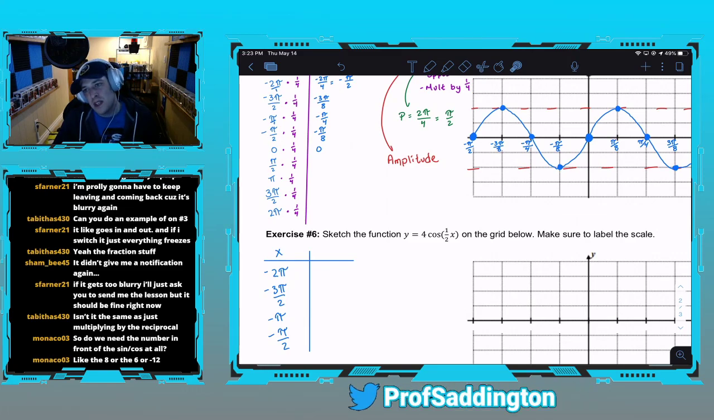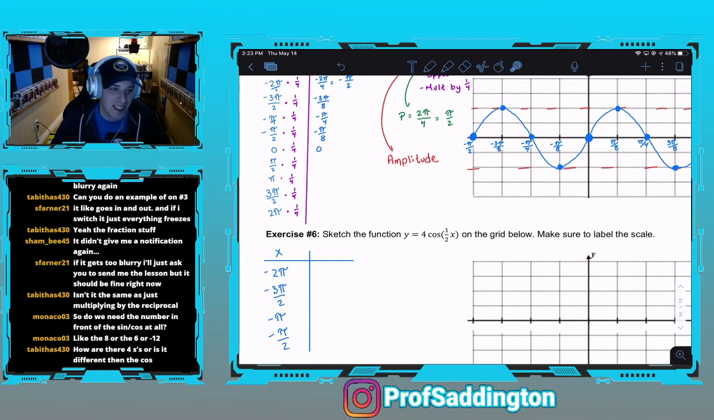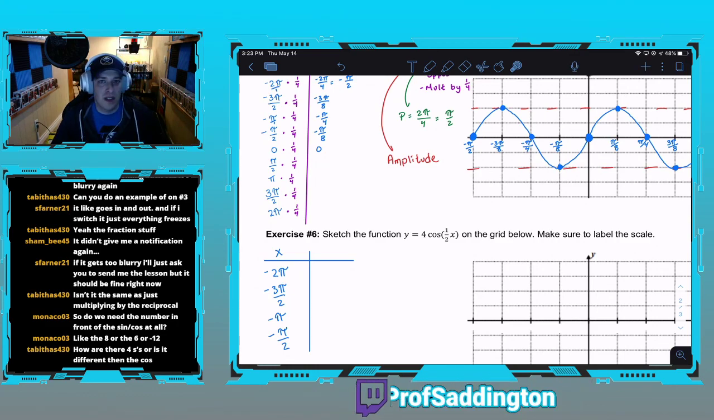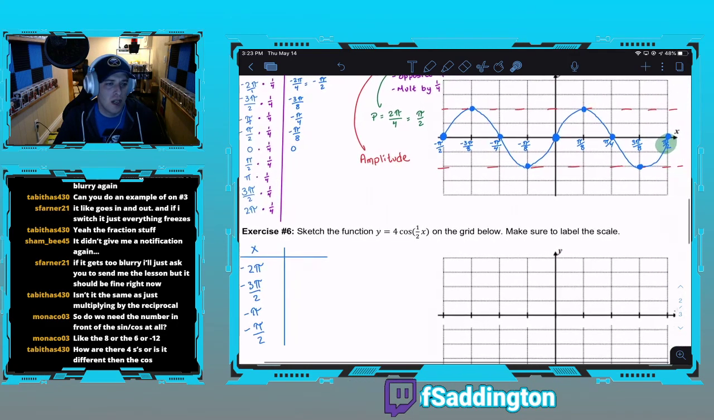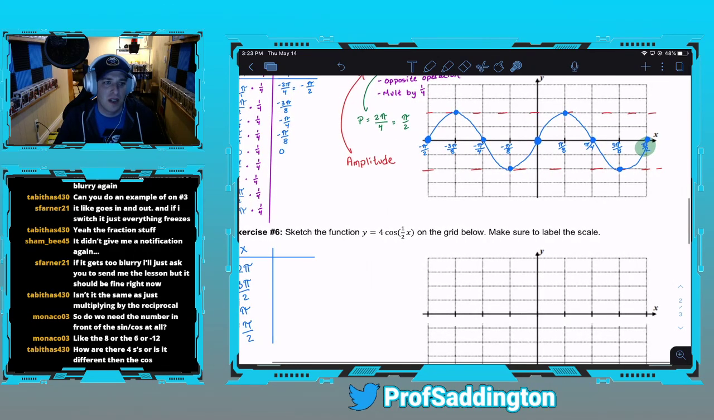What did you type in, Tabitha? Oh, okay. My Nightbot thought you were swearing. How are the 4 S's, or is it different than the cos? There should only be 2 S's that are happening here.